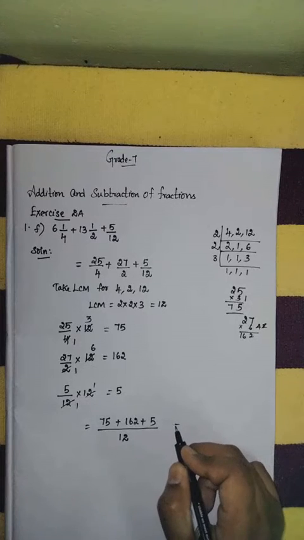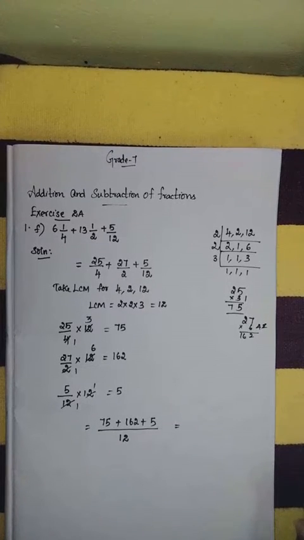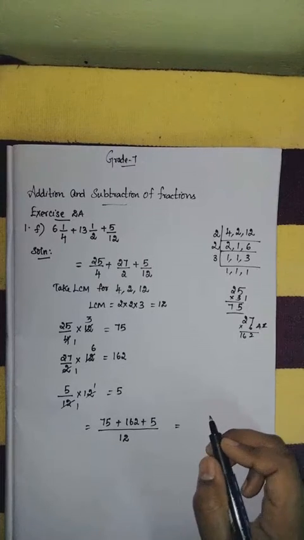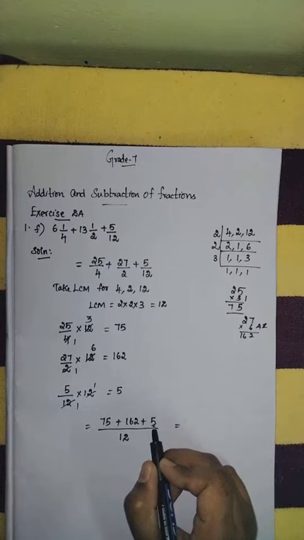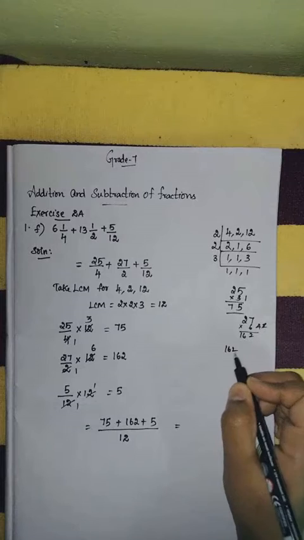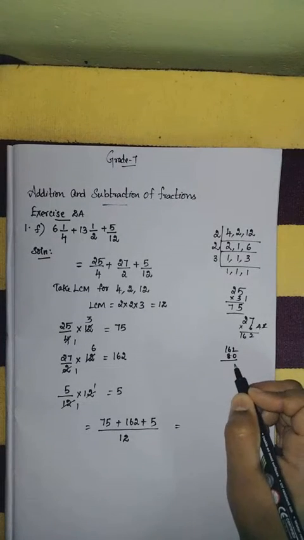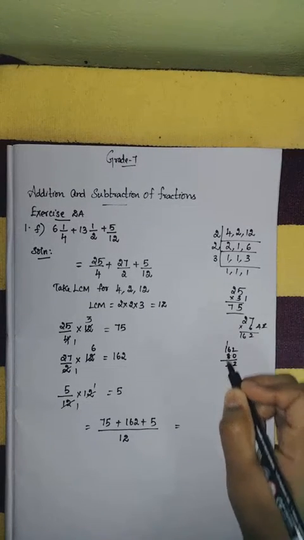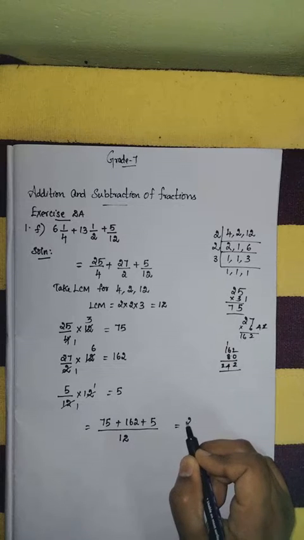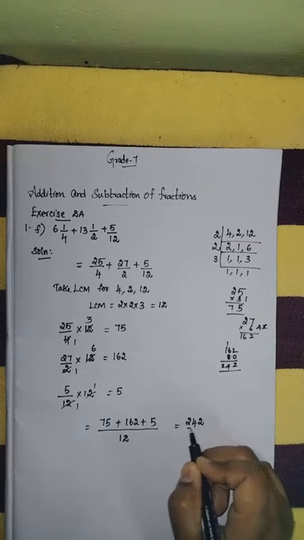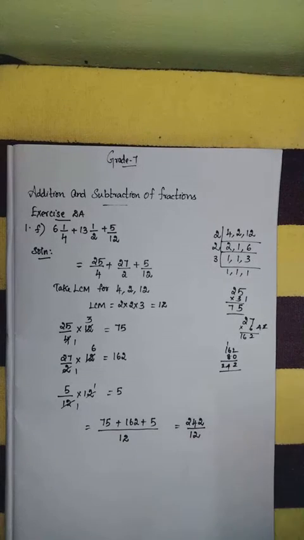Okay, when you are adding all these numbers, you will be getting 75 plus 5 is 80. 80 plus 162 is 242. So 242 divided by 12. Okay, are you able to divide this number?